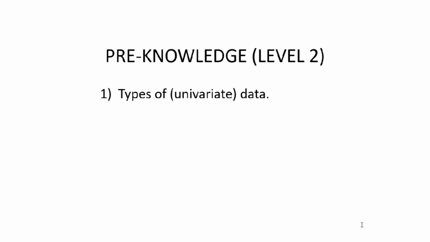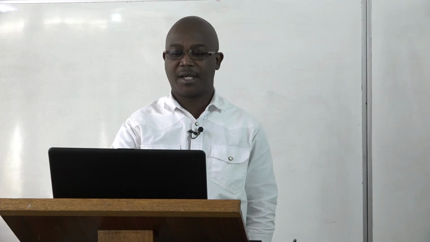Now, in terms of our pre-knowledge and what we bring from level 2, we are reminded of the types of univariate data. The word univariate, uni means one, and therefore it is data which is classified in one parameter. If we're talking about data from human beings, we could be using age as a variable. Therefore, age is univariate data.